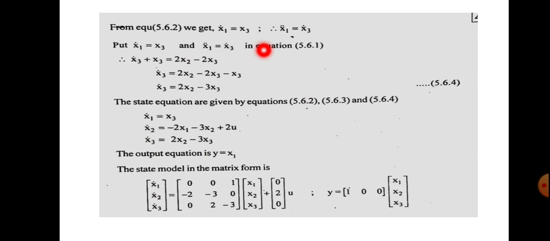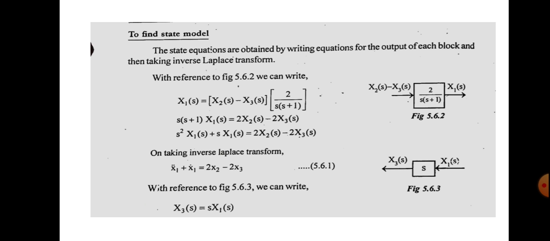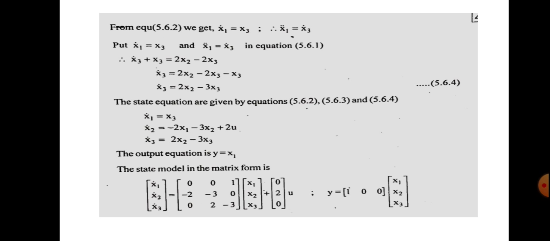You are putting these two conditions in the equation. So that is the rest of the equation, that is x1 double dot plus x1 dot equal to 2x2 minus 2x3. So when you are substituting, you will be getting the equation as x3 dot plus x3 equal to 2x2 minus 2x3. So you can write x3 dot directly from this equation, that will be equal to 2x2 minus 3x3. So now you have three equations, that is in terms of x1 dot, x2 dot and x3 dot. You can write it step by step.